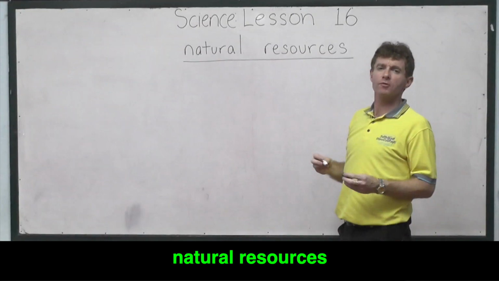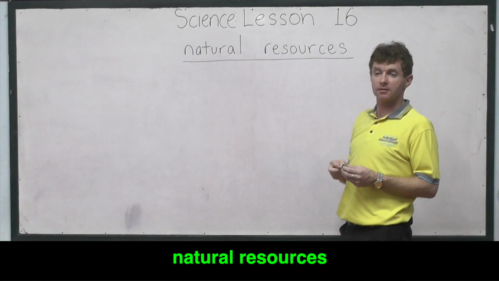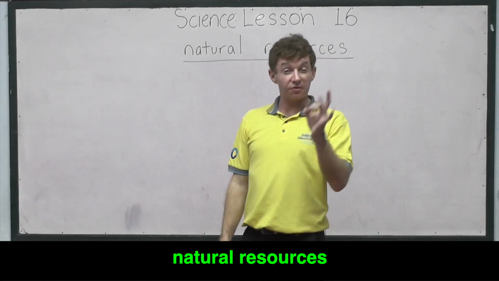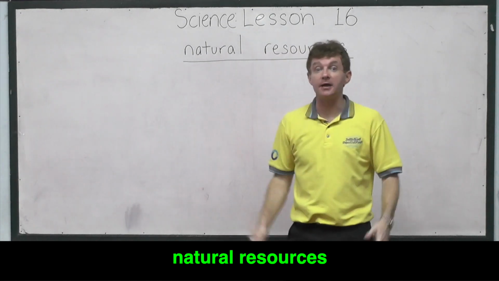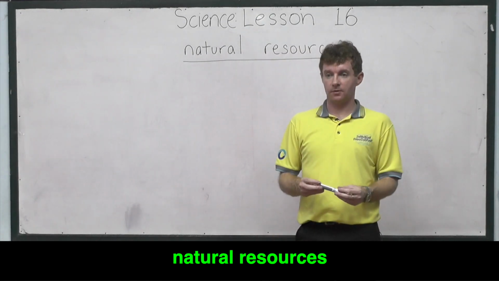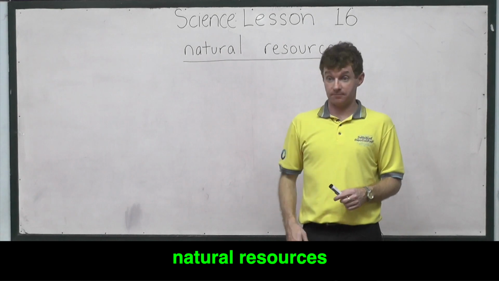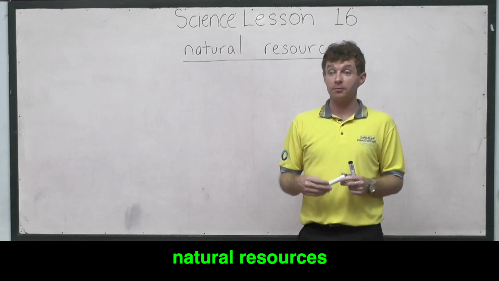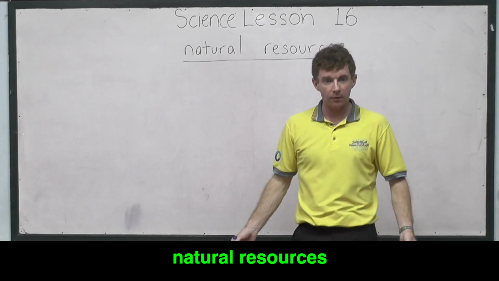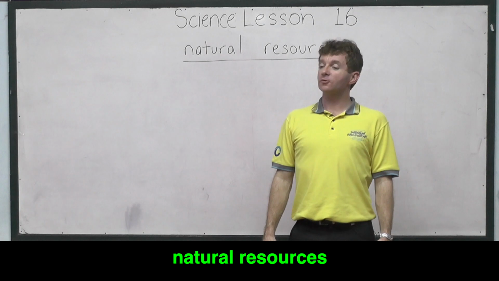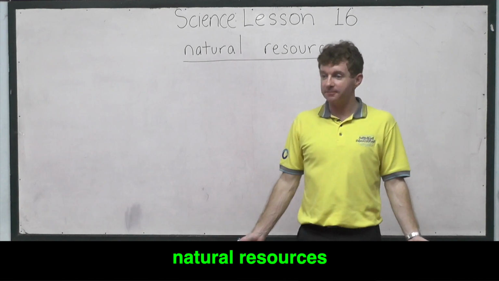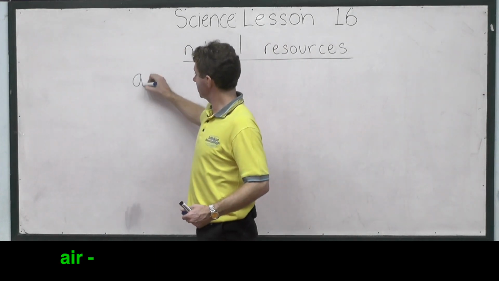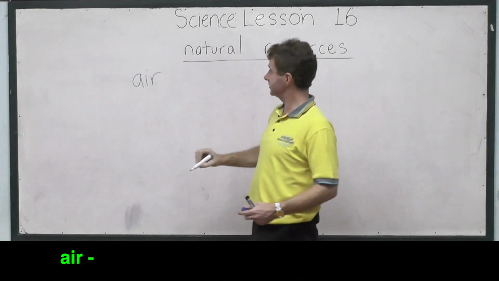What are natural resources? Does anybody remember? Natural resources are things that occur in the world naturally. We don't have to make them. They're already there. Can anybody think of any examples? Soil. How about air? Something we use all the time. How do we spell air?